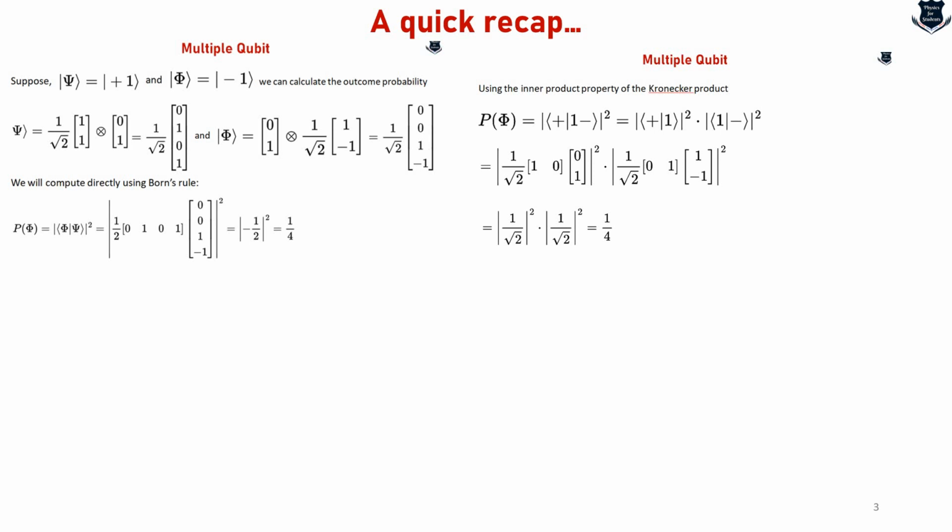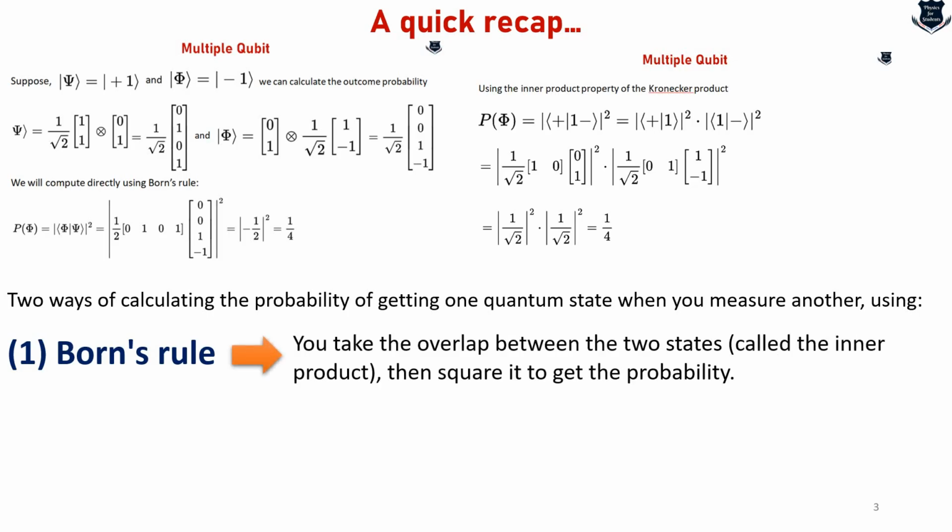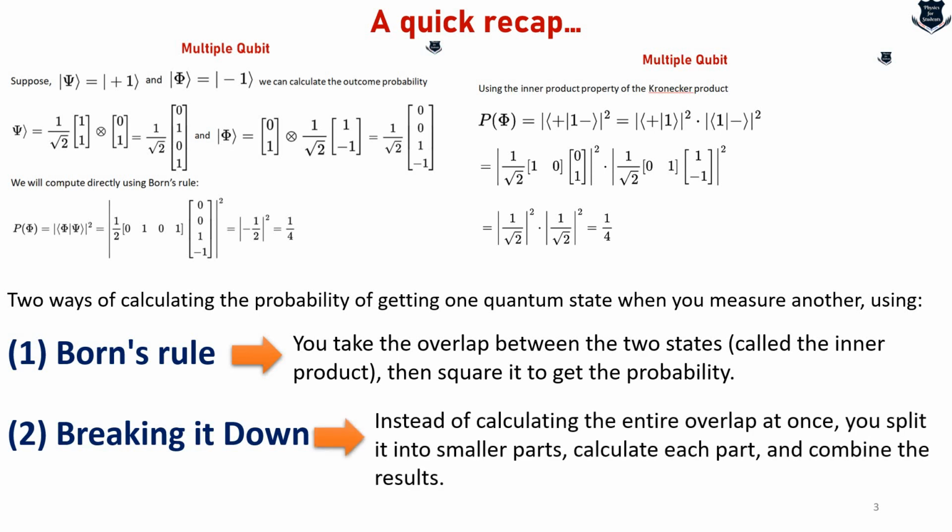So the multiple qubits are actually calculated using the inner product or the Kronecker product. If you take two ways of calculating the probability, the first is Born's rule, which is the overlap between the two states, called the inner product, which you then square to get the probability. And the second one is the Kronecker product. We call it breaking it down because it breaks the calculation into multiple components. Here, instead of calculating the overlap at once, you split it into small parts, calculate each part and then combine the results. This is actually what we have seen in the last video.